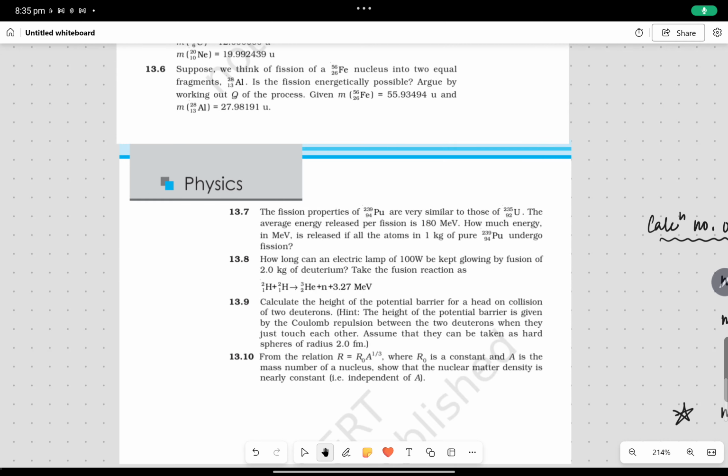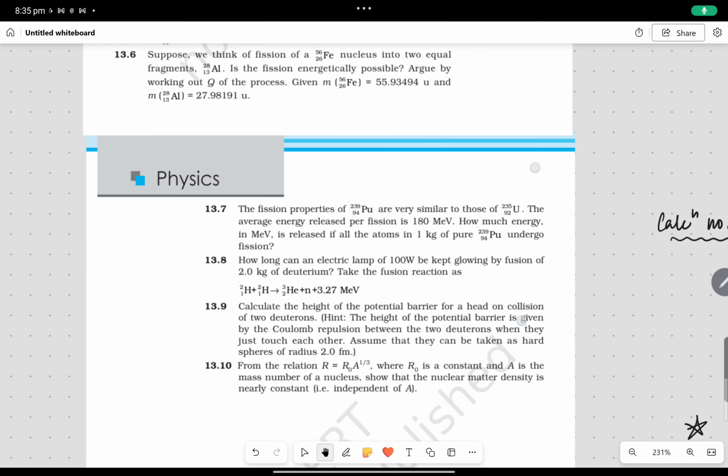So this is question number 13.8, and the question says: how long can an electric lamp of 100 watt be kept glowing by fusion of 2.0 kg of deuterium? Take the fusion reaction as 2 deuterium nuclei give 1 tritium nucleus and 1 neutron plus 3.27 MeV. So that is the reaction that is given here.